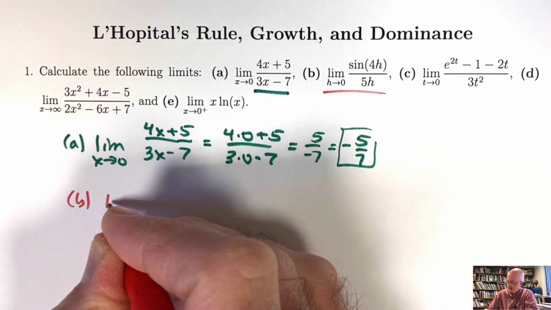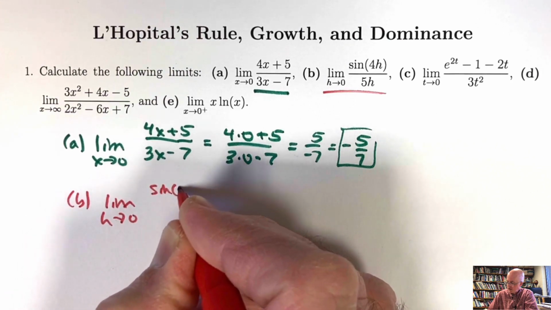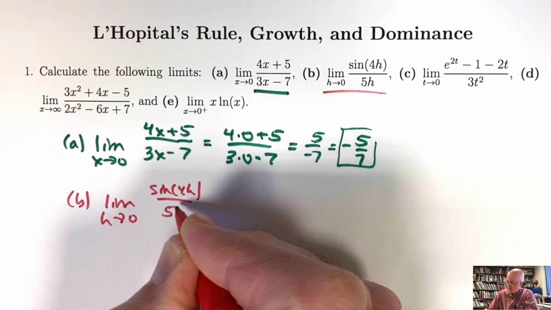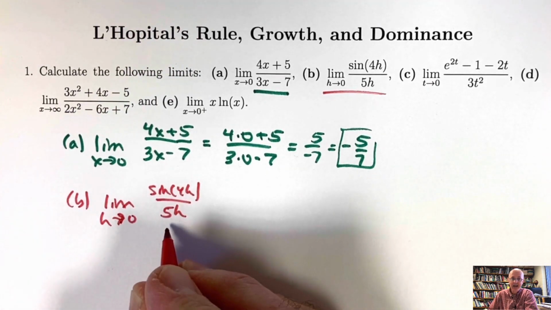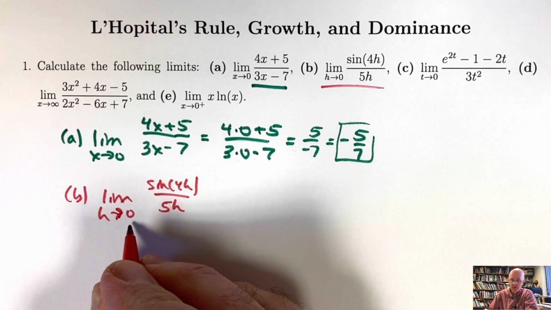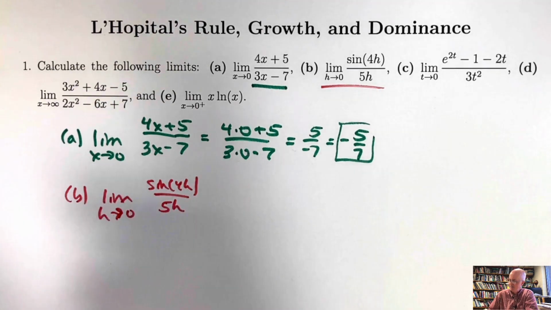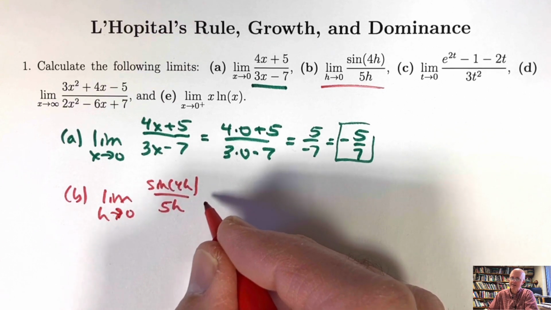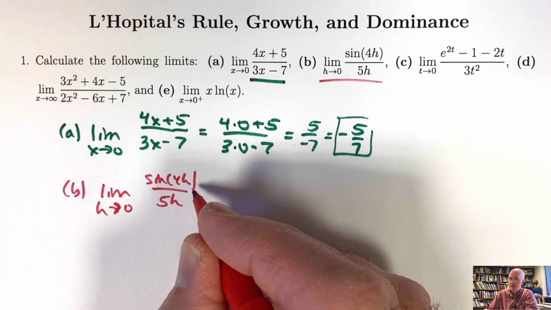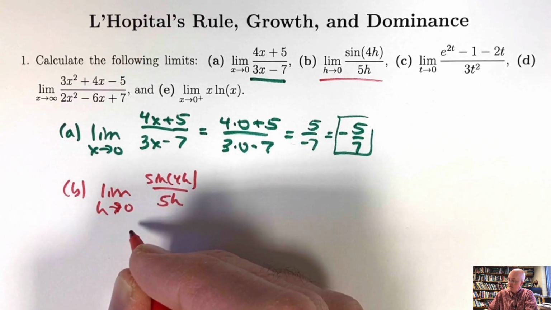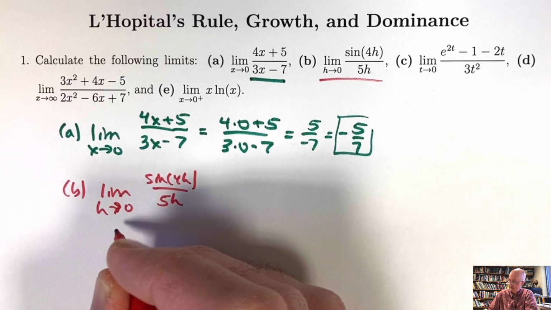Part B is the limit as h goes to 0 of sine of 4h divided by 5h. The first hint that this is a situation where L'Hopital's rule might apply is that this function is undefined at h equals 0. You'd be dividing by 0. But that's still not quite enough, because the top also in that case needs to go to 0. Sine of 0 is 0. Sine of 4 times h goes to 0 as h goes to 0. Therefore, this is a situation where we can try to apply L'Hopital's rule to evaluate the limit.